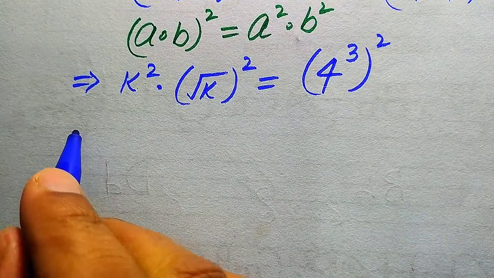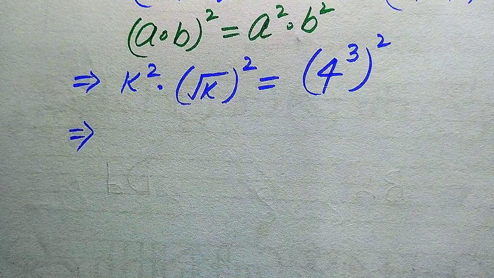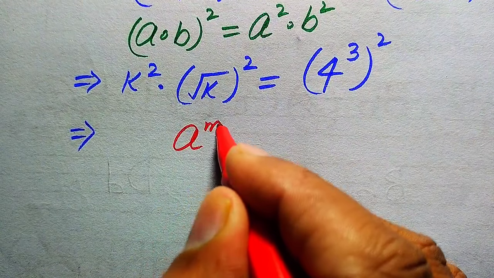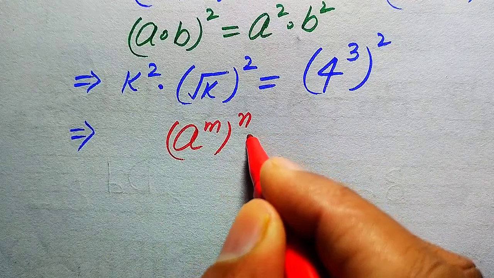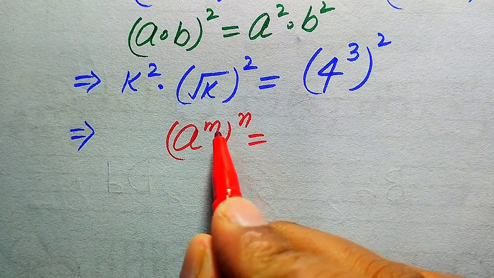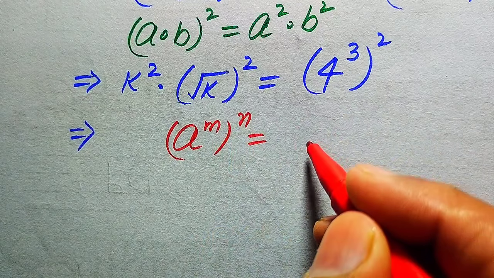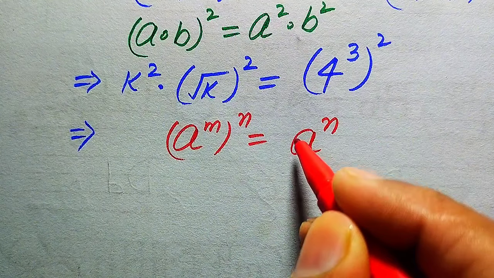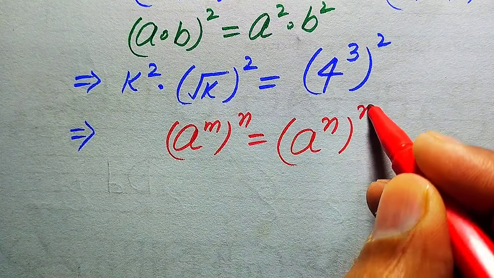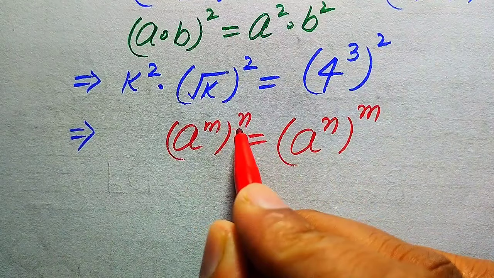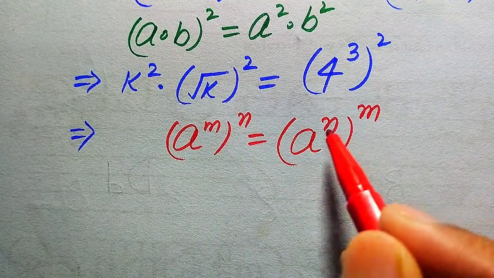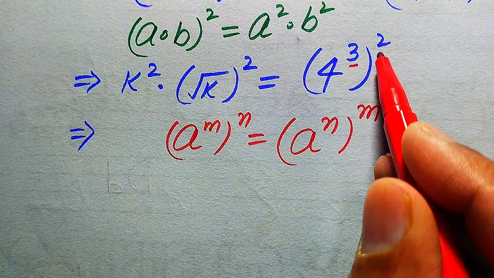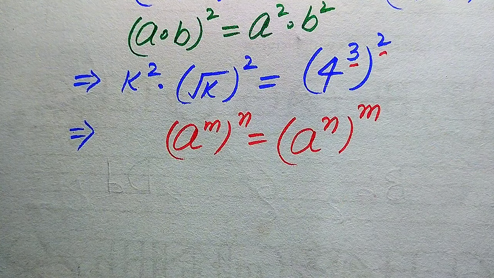And here in the next step, we apply another exponential law. You know about that. If we have a to the power m to the power n, we just interchange these two exponents and it does not affect our final answer. So we will write it as a to the power n to the power m. Here we need this exponential law on the right hand side, and we need to interchange these two exponents.